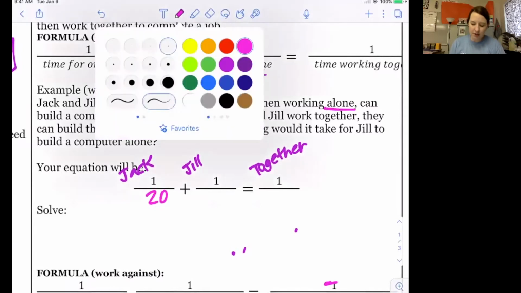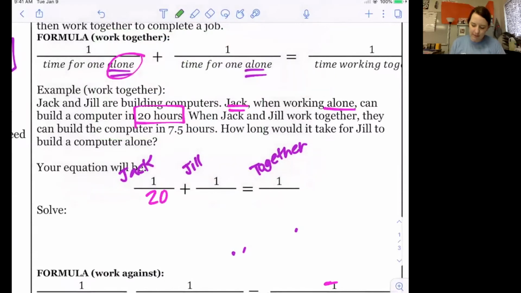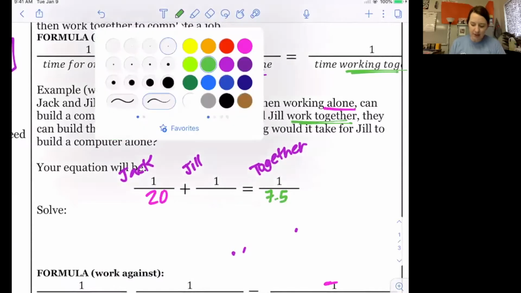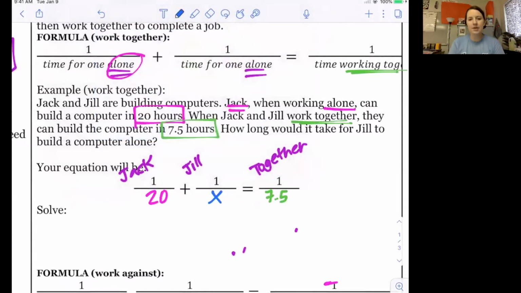Okay, we know also that when working together, it's going to take them 7.5 hours. So working together over here is 7.5. What we don't know is Jill's time alone. That's what we're trying to find. So I have 1 over 20 plus 1 over x equals 1 over 7.5.